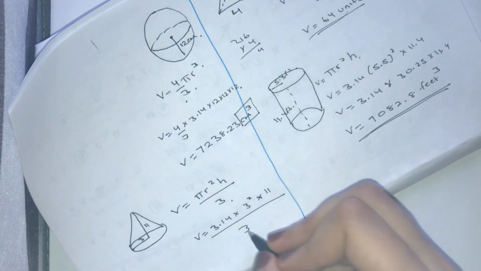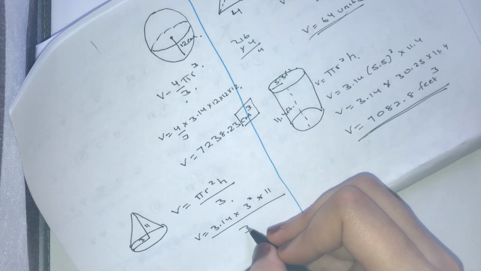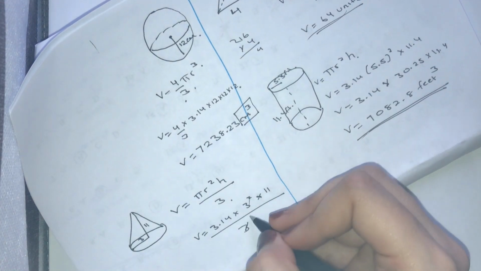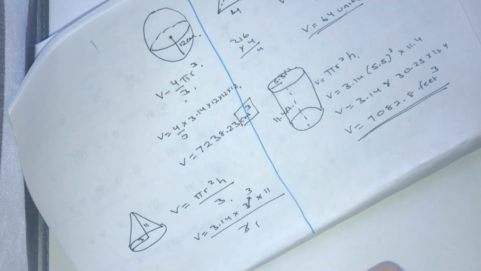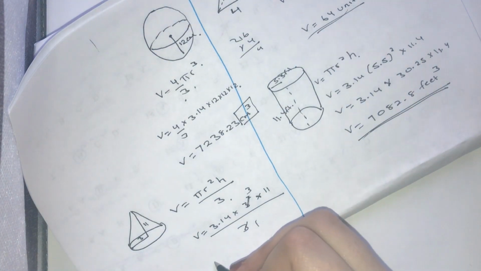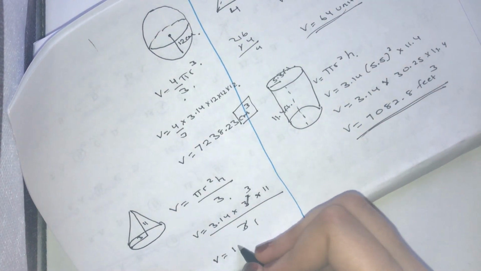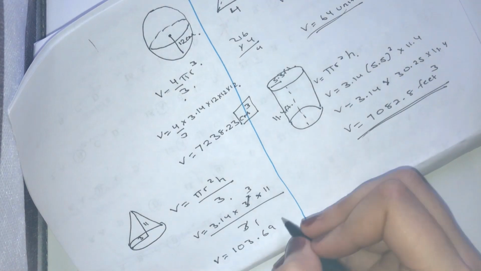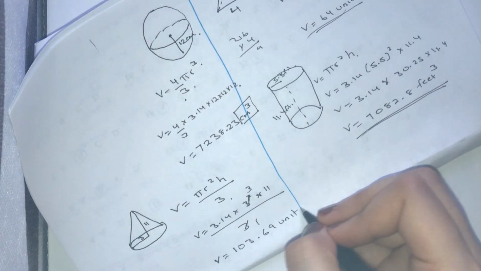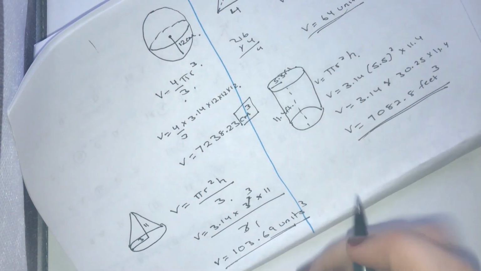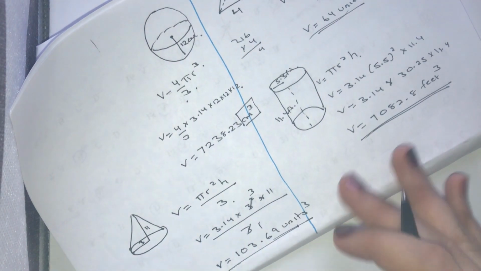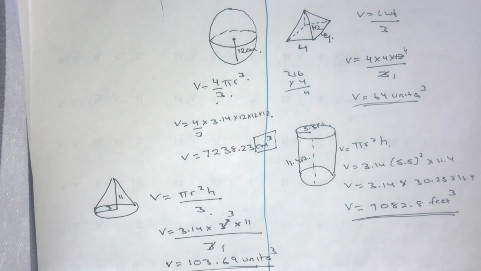Okay, divide by 3. This will be 3 divided by 3 is 1. 9 divided by 3 is 3. So you just multiply this and you're going to get 103.69 units cube. Okay, so volumes are mostly about remembering the formula.